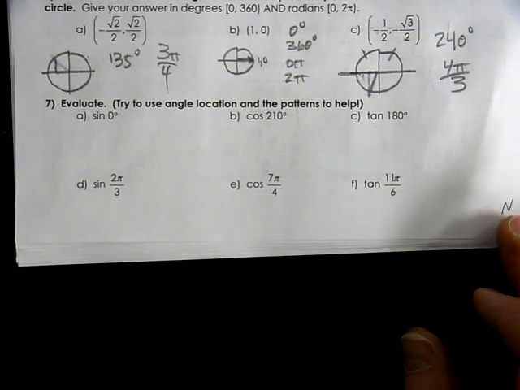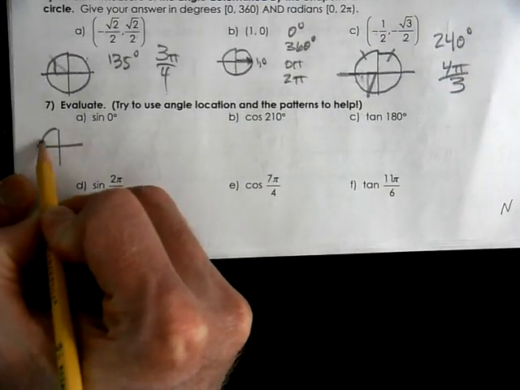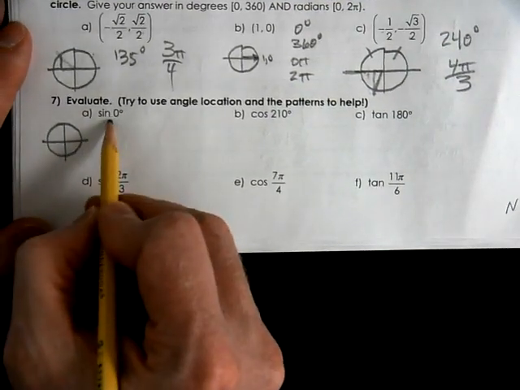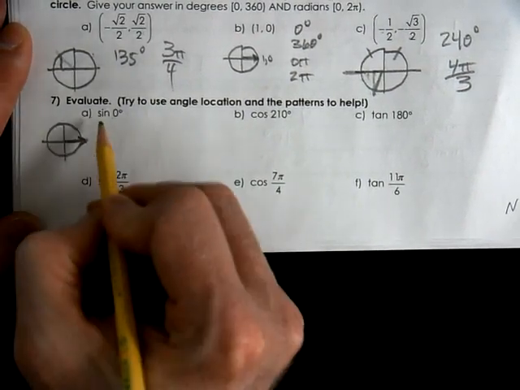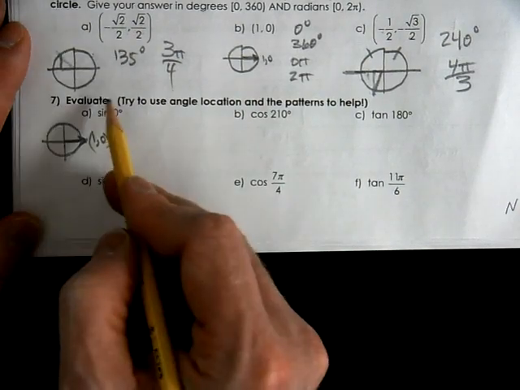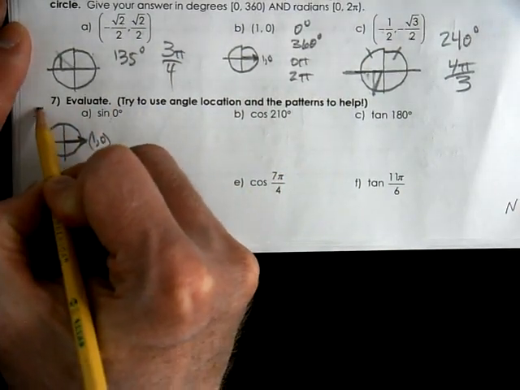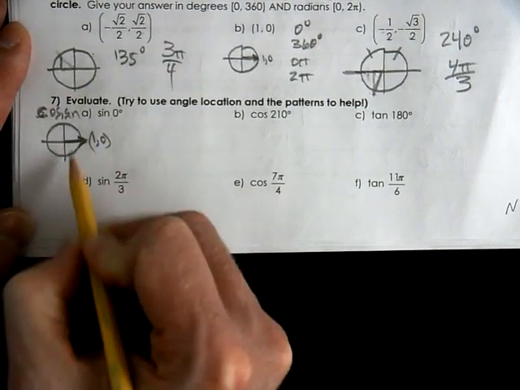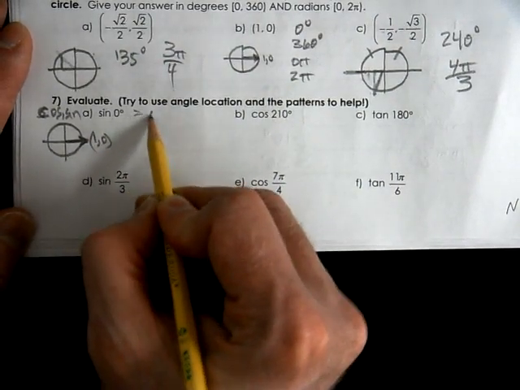All right, evaluate. What evaluate's saying, without any calculators, 0 degrees is coming straight across. The coordinates at that location are 1 comma 0. Sine, remember we always go in order, it's alphabetical. So cosine goes first, sine comes second. So at 0 degrees, sine is 0.